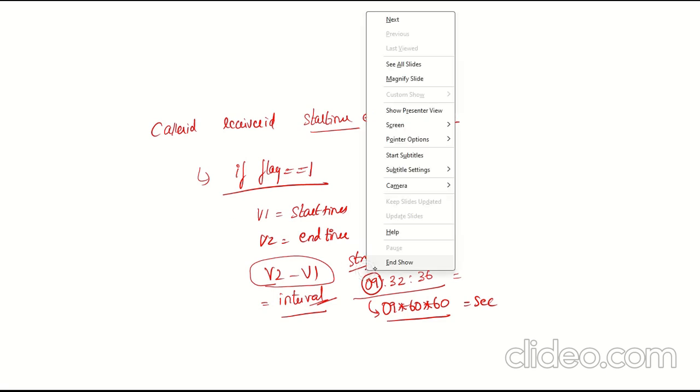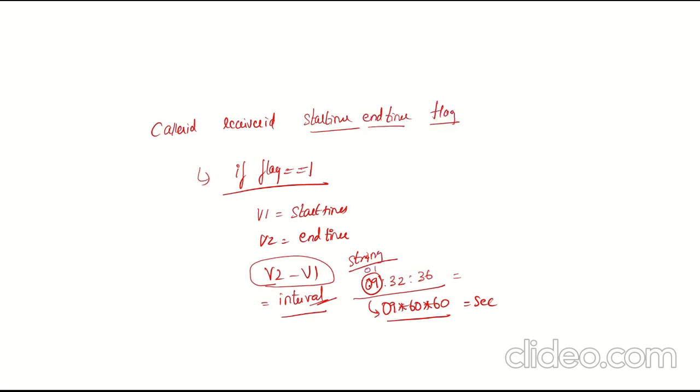So in positions 0 and 1, I have the hours. In position 2, I have a colon. In positions 3 and 4, I have my minutes, and here I have a colon in position 5. Positions 6 and 7 are my seconds.